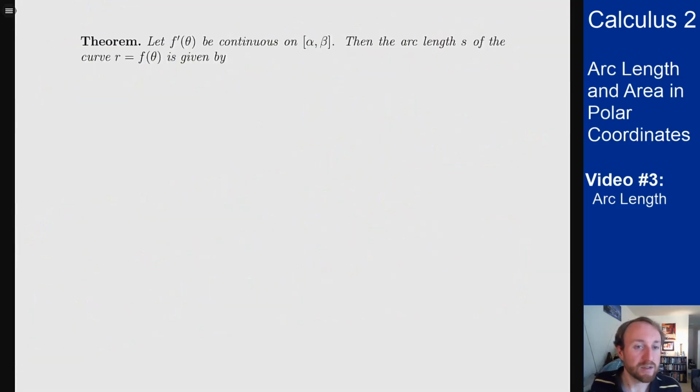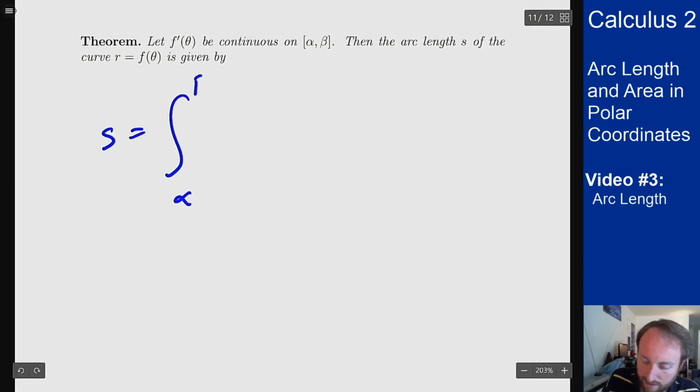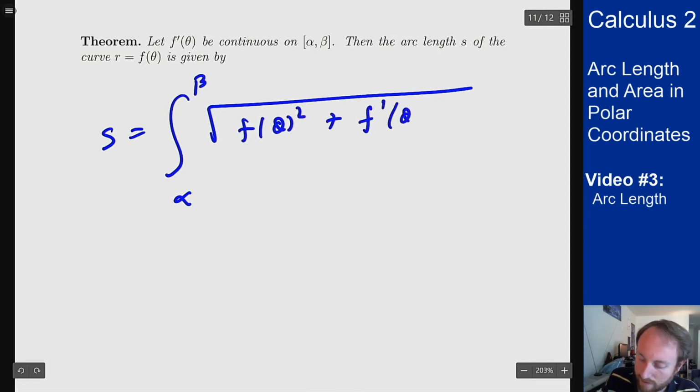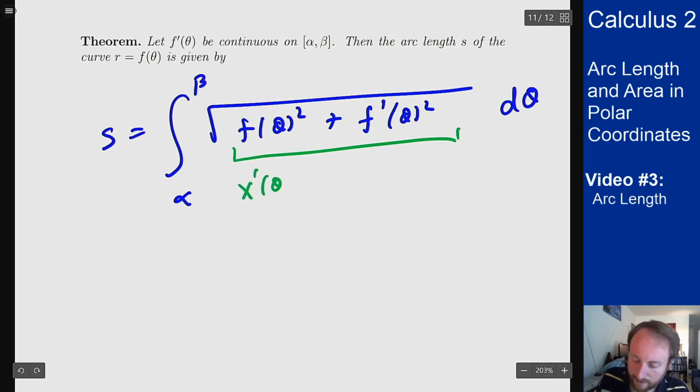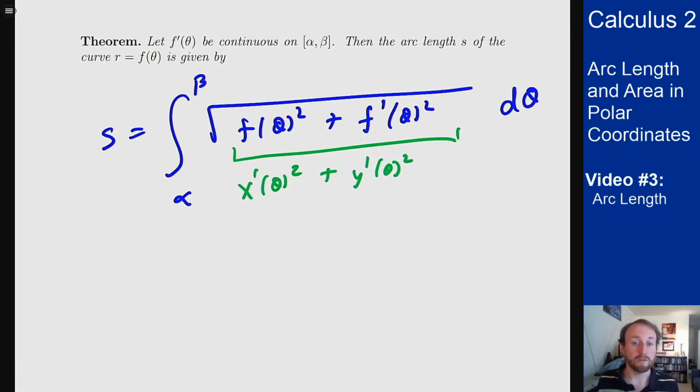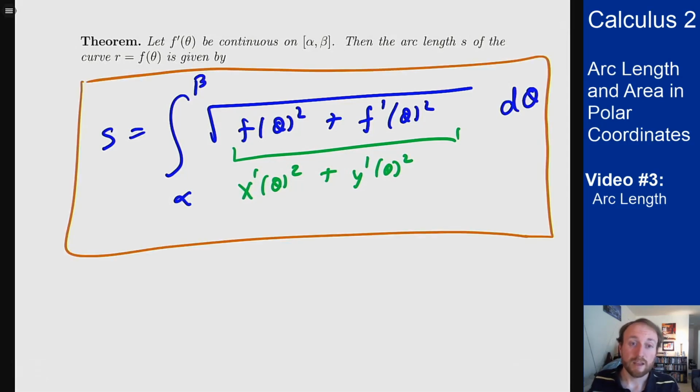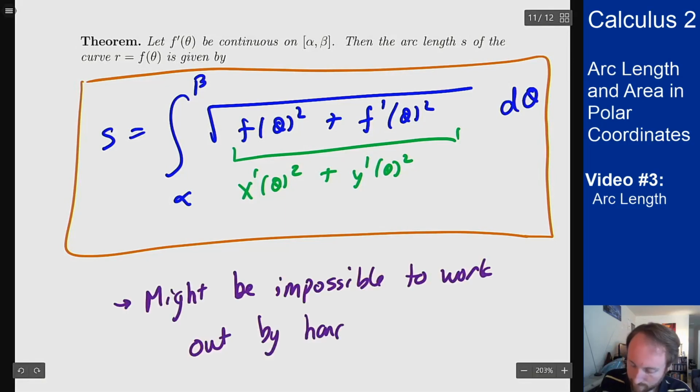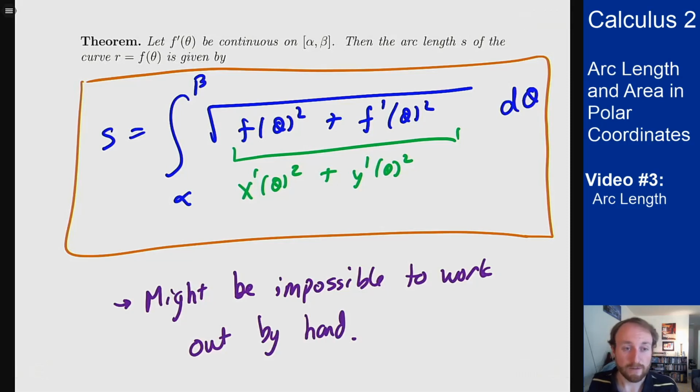So assume that f prime is continuous on the interval from a to b, and the arc length s of the curve r equals f of theta is given by s equals the integral from alpha up to beta of the square root of f of theta squared plus f prime of theta squared d theta. Again, because this expression in here was x prime of theta squared plus y prime of theta squared, this just came directly from our formula for doing arc length in parametric equations. Another point to note here, because again it's complicated things under a square root, this might be impossible to work out by hand. And you might need numerical approximations to actually get the value of this integral if this is the case.